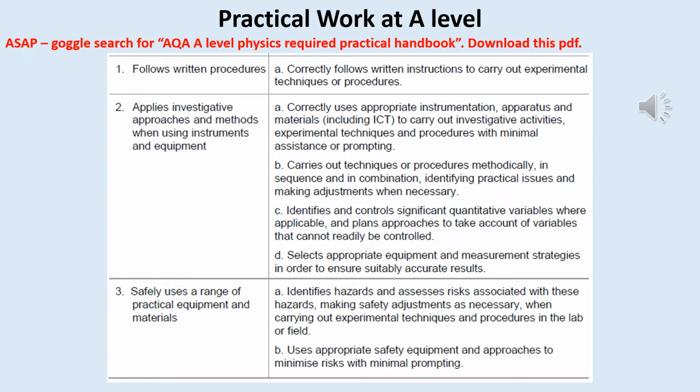Then 3 is obviously a very important one, and 3 is all about safety. Safety is about you showing that you're able to, before the experiment, identify hazards, assess any risks involved, and make any safety adjustments that you need to make to stay safe. And then the second part is more practical: that you're able to use the equipment safely and you know how to use any safety equipment like goggles properly.